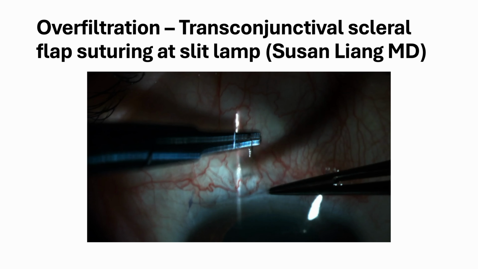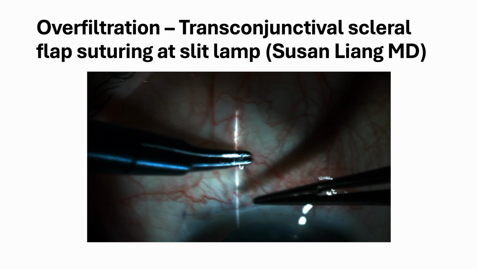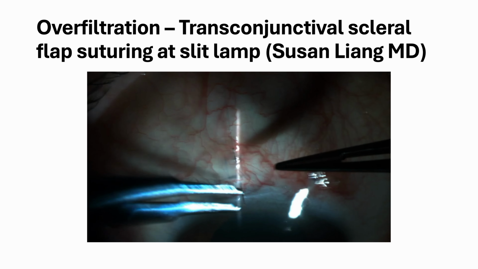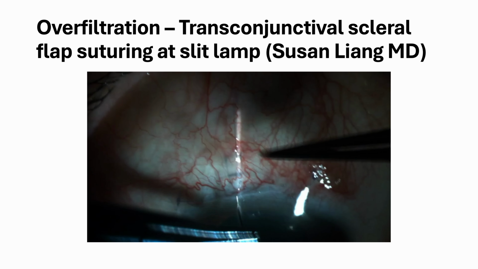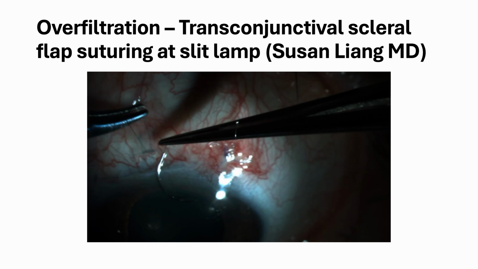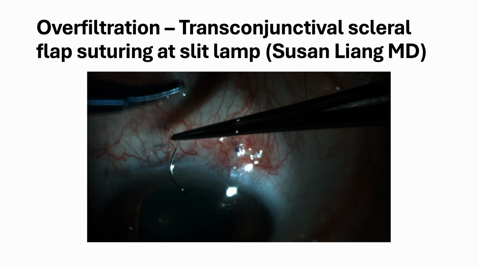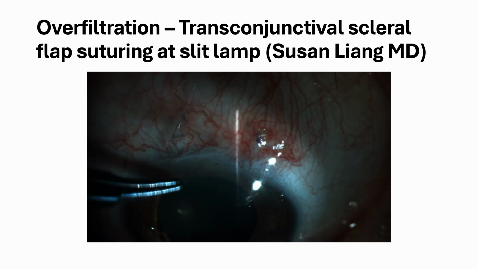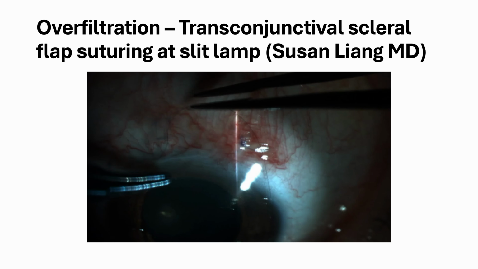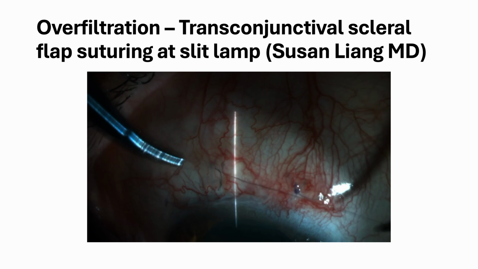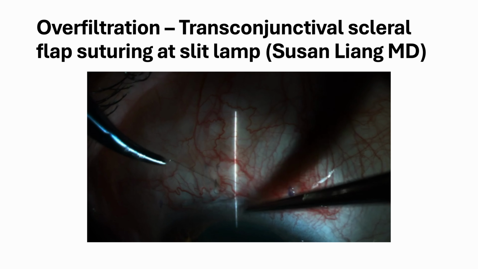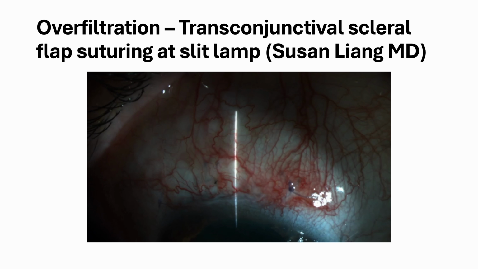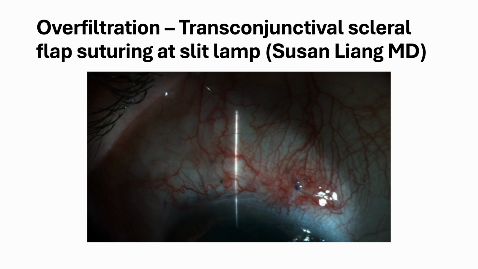If a patient is noted to have overfiltration after trabeculectomy, a transconjunctival suture can be placed at the slit lamp to limit flow. The flap is identified, and a 10-0 nylon suture is used to close the flap. Care must be taken to have comfortable hand positioning. If this maneuver is unsuccessful in limiting flow, the patient can be taken back to the operating room for a more extensive revision.